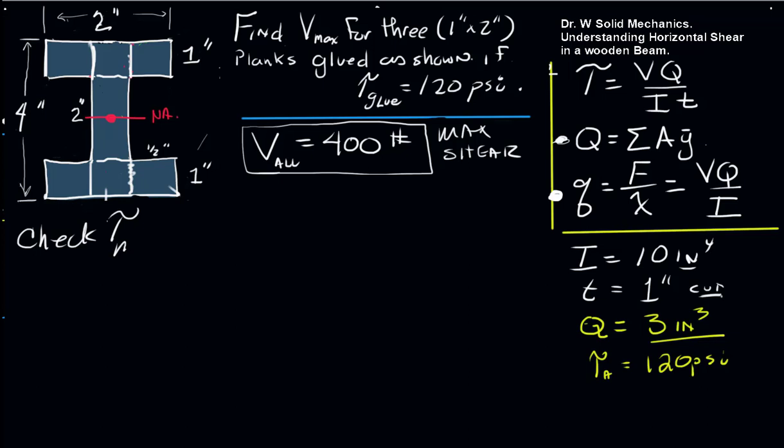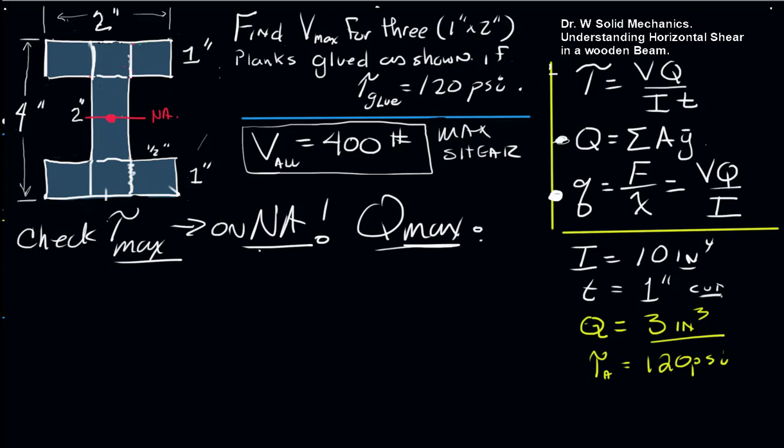And if we are concerned with the wood, we should check tau max, which will occur on the neutral axis. And the reason tau max always occurs on the neutral axis is that's where we get Q max, the largest possible value for Q. So if the wood is of concern, this region right here would be the region where it would fail in horizontal shear. Again, we have T as 1 inch in this region. And we need Q, which would be A, Y bar. And now we need Q of all of this area above.